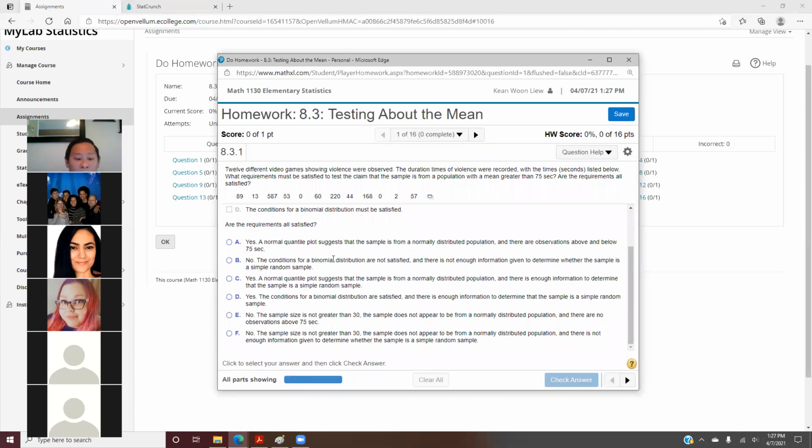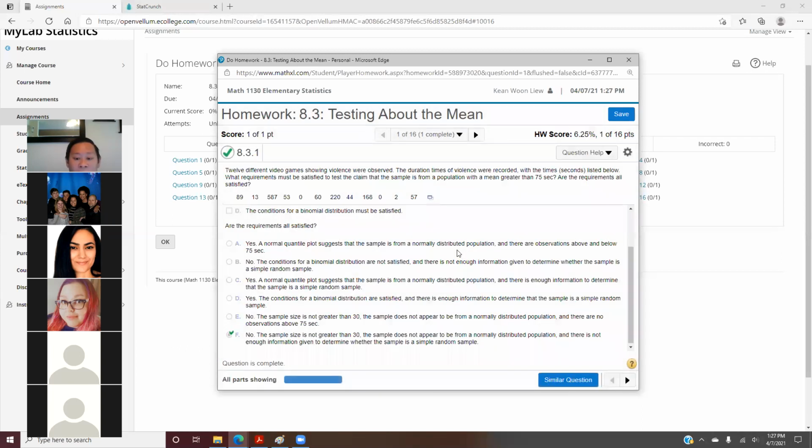So no, we don't use binomial. The sample size is not greater than 30, as Cecilia mentioned, only 12. You can count, there are only 12 numbers here if you want to. So it's either E or F, and there's not enough information to determine whether it's a simple random sample. So it's F in this case, because it's not even a random sample. The first question is asking for a requirement check, so this is just telling you what the requirement check is.